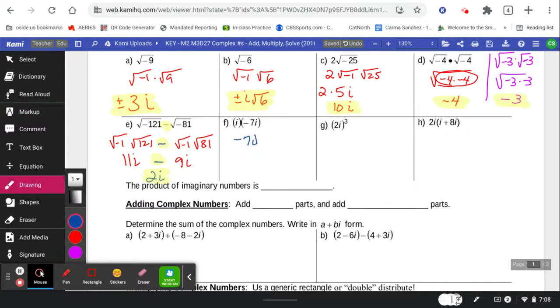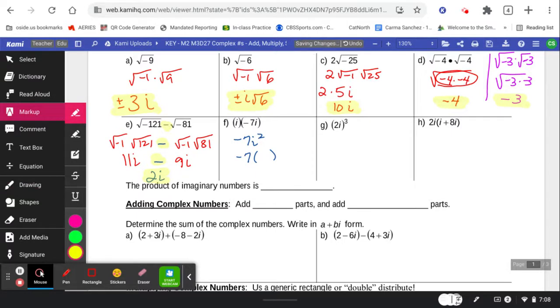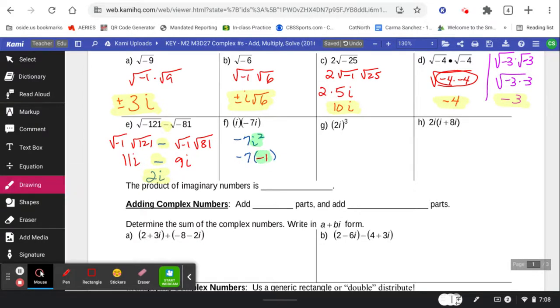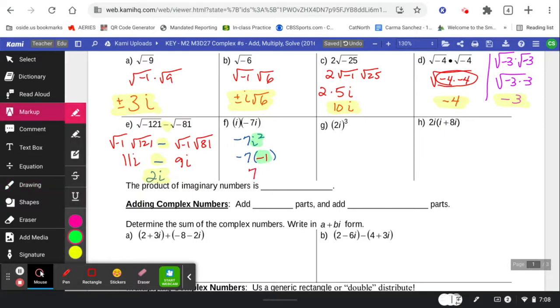Next one becomes -7i squared. It's kind of like we're treating the i as a variable, like an x times an x. Now we know by definition that i squared is equal to -1. So we plug in that new rule, -7 times -1, just +7. How'd you do?